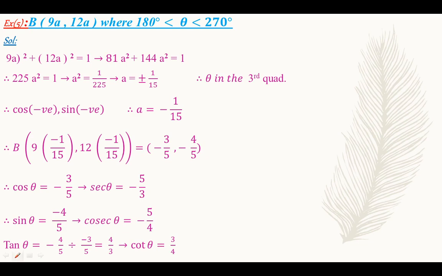Don't forget that we can write cosec theta in two ways. You can write it as cosec theta, or you can write it in abbreviation form.